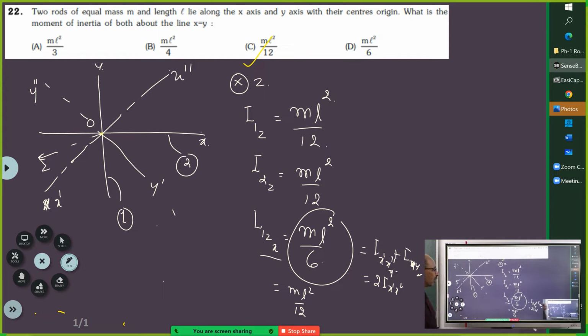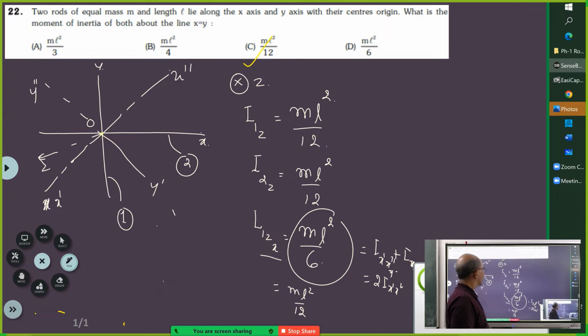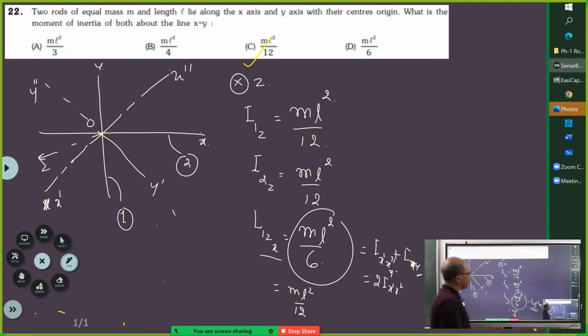Who said that you got this option C? Adil. Adil, did you do the same method? Yes, I did. Tell me what method you did, fast. I considered one half of one particular rod, I took a small element and integrated it. Yes. Okay, so fine. Others, Mr. Arun, you got it wrong.